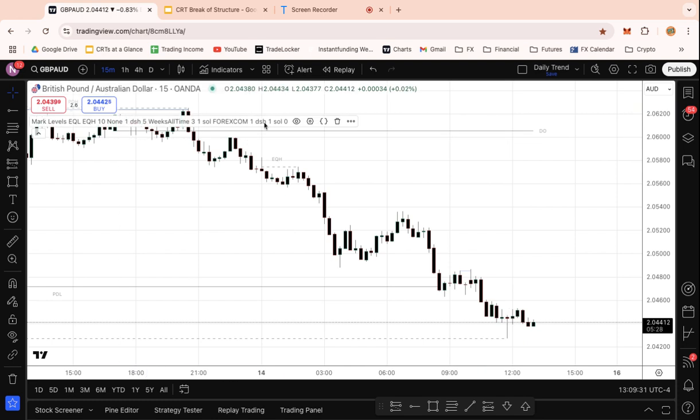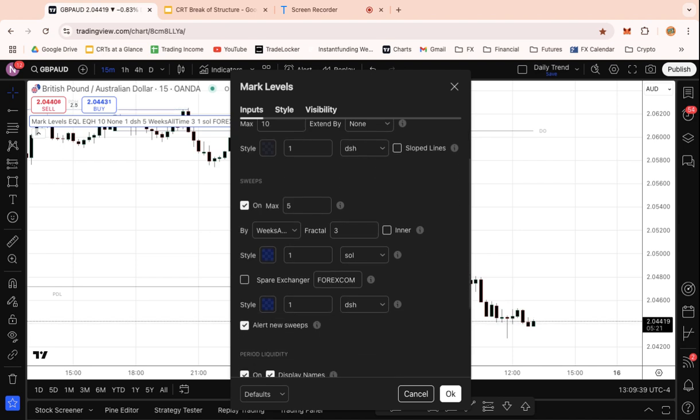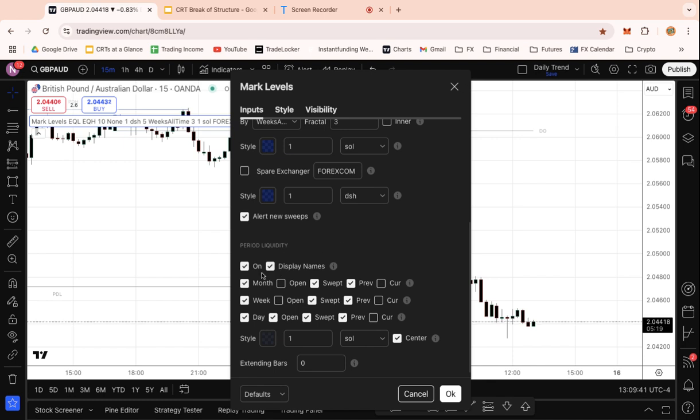They're going to be light gray. These are the levels that we'll need. These are the settings that you're going to want to use. You don't need the monthly levels. You don't even need the weekly levels. We're focusing on the day. We just uncheck all that. We don't care about any of that. We need the day, the daily open; swept you can leave checked. You need to know the previous day's levels and the current day's levels, so you're going to check that one.